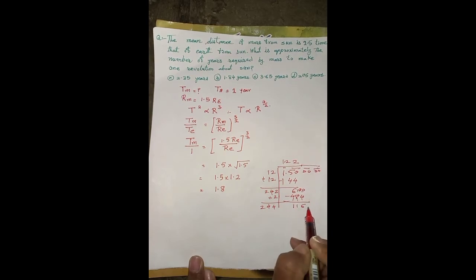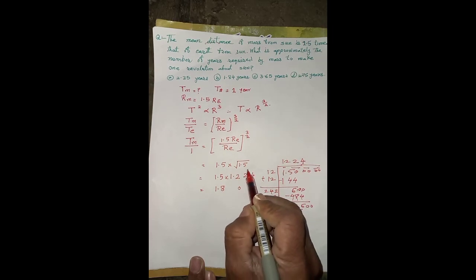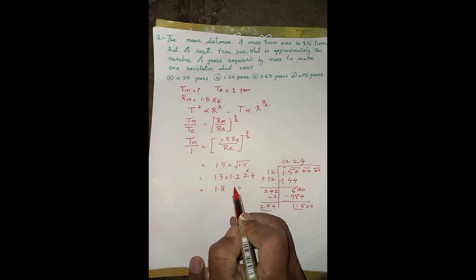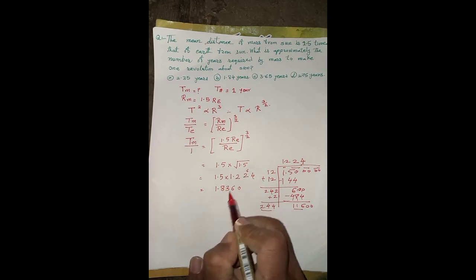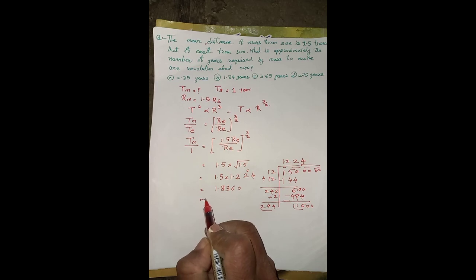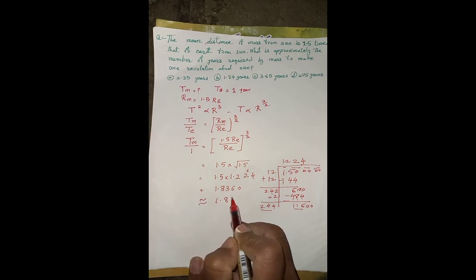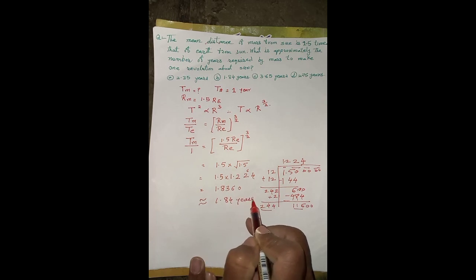Take again 2 0. We again get the next number is 4. 15 into 4 is 60. 15 into 2 is 30. 30 plus 6 is 36. 15 into 2 is 30 plus 3 is 33. Now we made the approximate value 1.84 years.